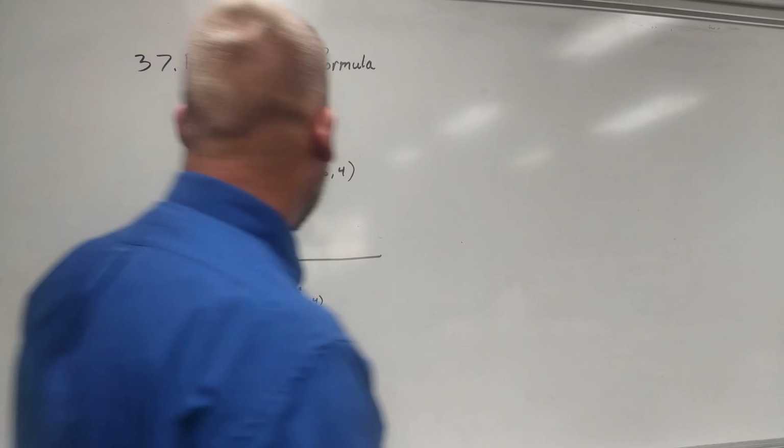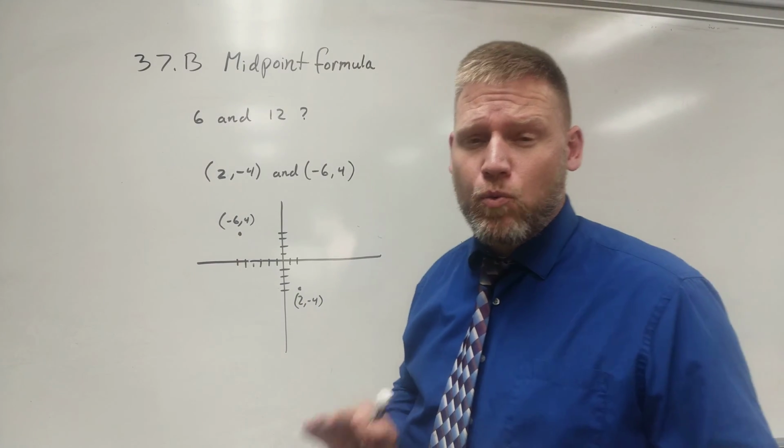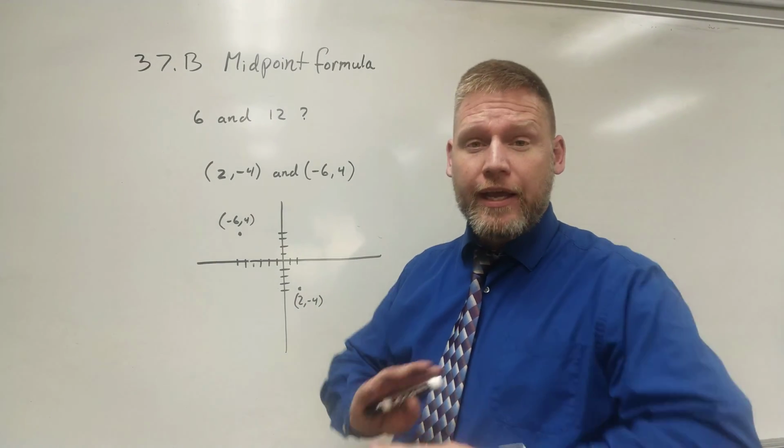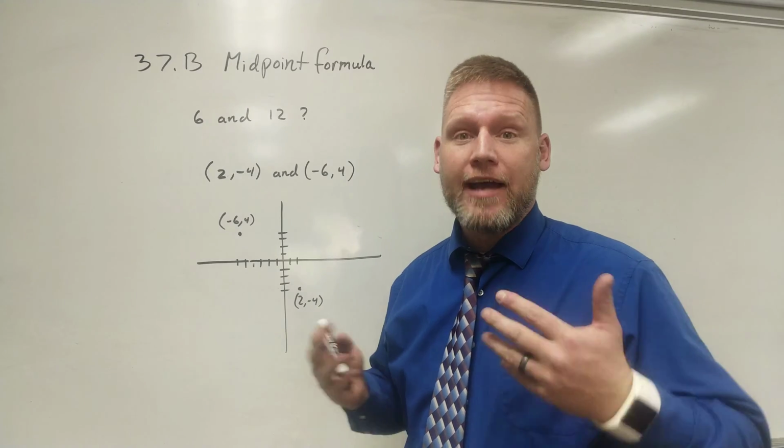37.b is about the midpoint formula. Every time you see the word midpoint, I want you to think of one thing, and that's it. I just want you to immediately think of average.